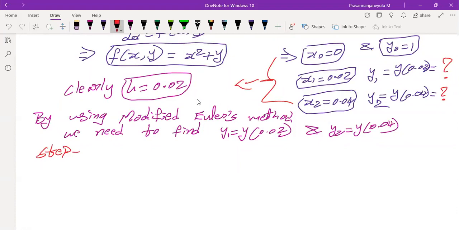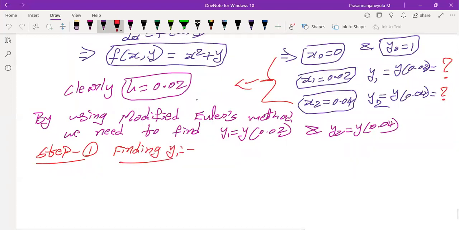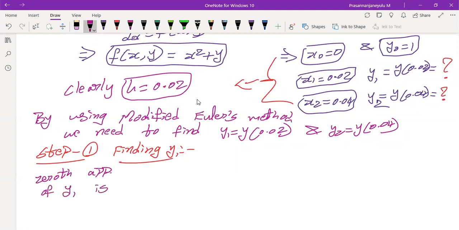Finding y1. Just for understanding purposes, I'm taking this side heading. It is not required to write a side heading. Finding y1. So first, we are going to find the 0th approximation of y1. What is the formula? The 0th approximation of y1 is y0 plus h into f of x naught comma y0.